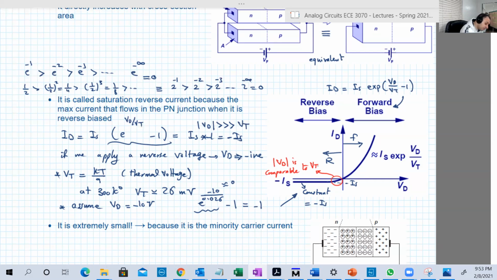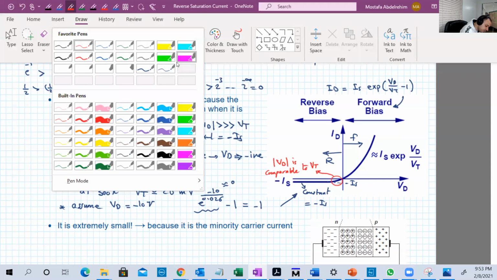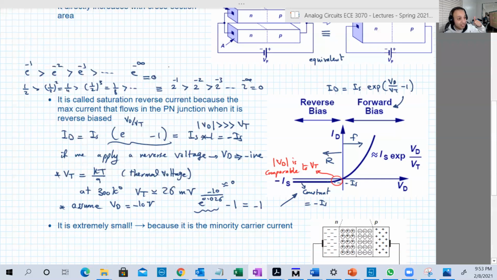Okay, good. So we know that IS is a current, and we know it's a current that will flow in reverse. And we know why it's saturation, because most of the time in reverse, whenever VD is much greater than VT, this exponent will be just equal to 0. So ID is all the time equal to IS multiplied by 0 minus 1. So it's multiplied by minus 1. So ID is equal to minus IS. So it's saturation, saturated. It cannot increase. It cannot go beyond IS or minus IS.